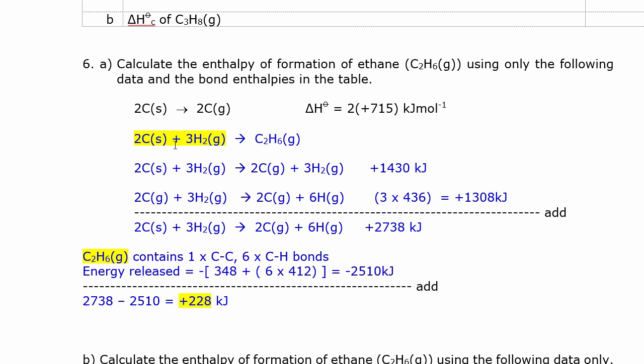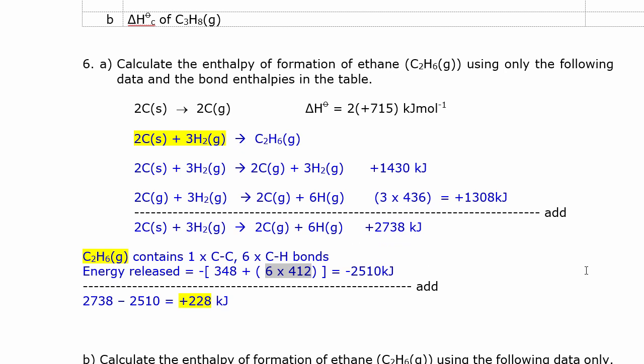So I'm just going to do a quick check sum here. Right, 2 times 715 is indeed 1430. And that takes me from here to here. Then I have to have 3 times 436 is 1308. That looks correct. 1430 plus 1308 will indeed make 2738. That's correct. Okay, so releasing energy, we've got 1 CC, which is 348. And this is the key one, isn't it? We're making 6 carbon hydrogen bonds. And 6 fours are 24. Yeah, that's right. That's going to be 2472, and this. That doesn't look right. It looks like we've got a mistake here.